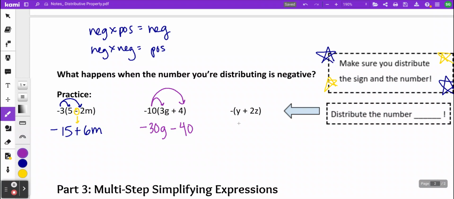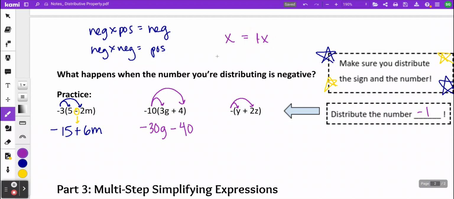Now this last one is fun. Here, I don't see a number. I just see a negative sign. Now you could do that multiplication just thinking of your signs, or sometimes it helps people to think of that negative right there in front of the parentheses as a negative 1. Just like we said yesterday, if you have a variable with no number in front, it's the number 1 as the coefficient. The idea here is similar.